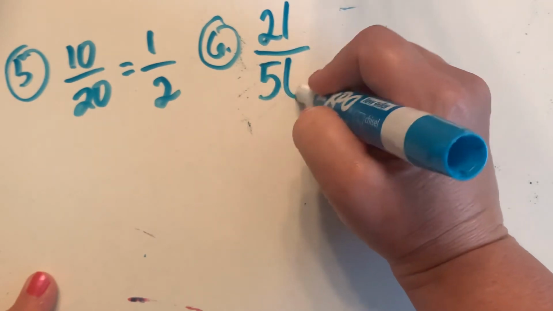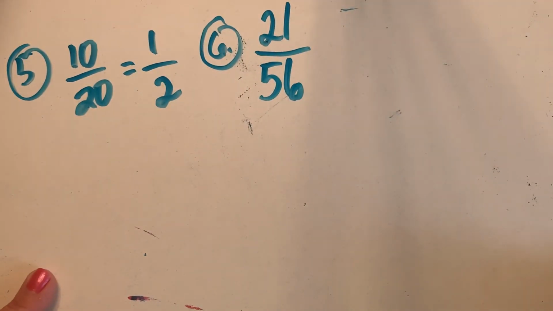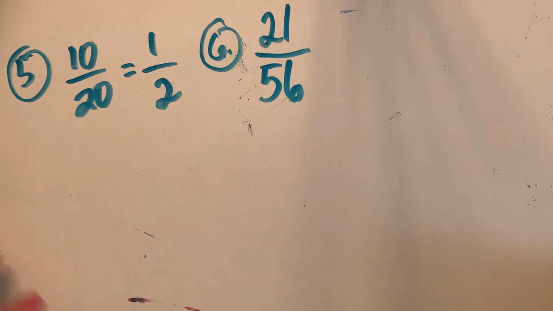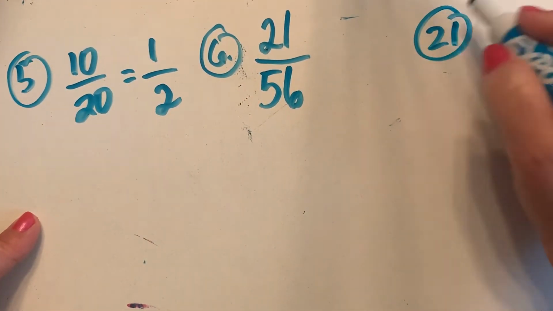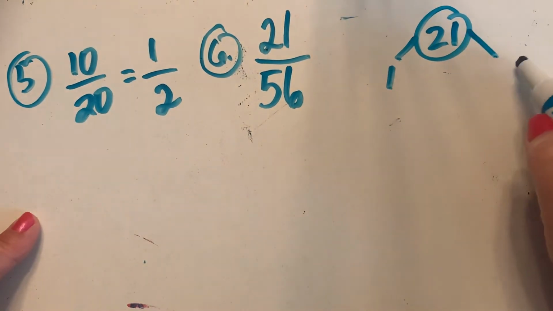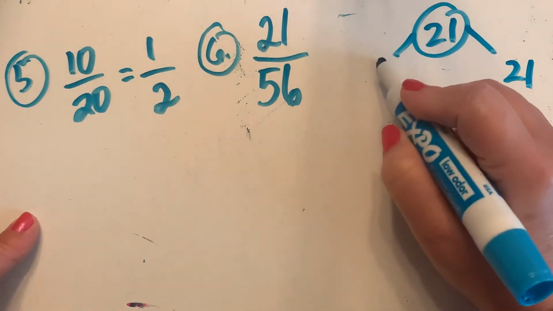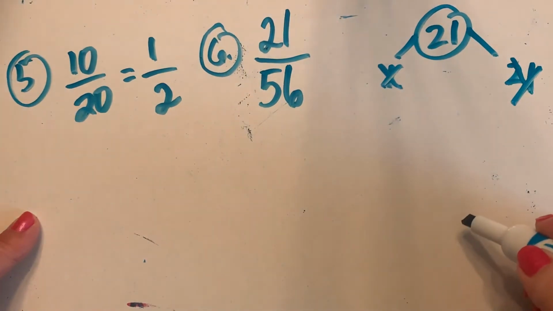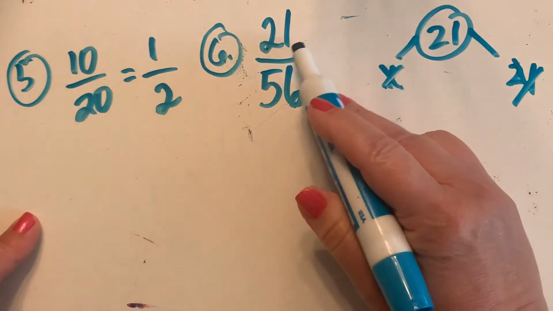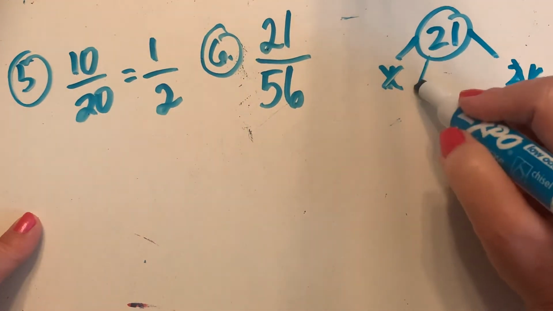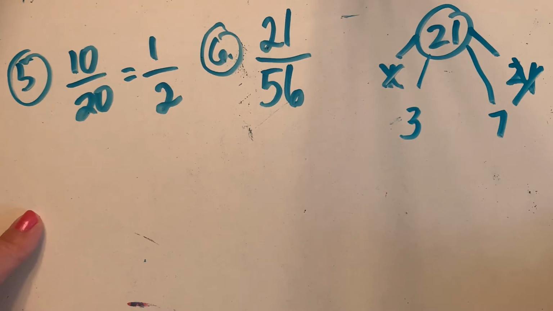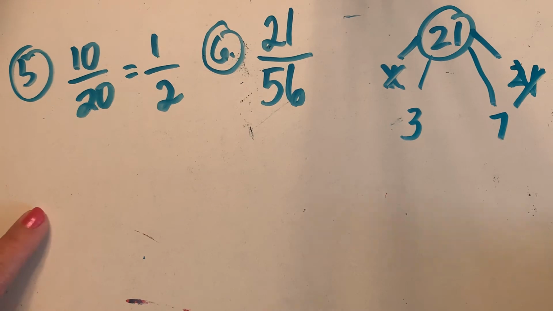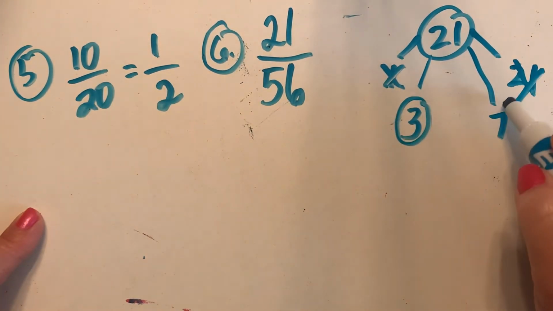21 over 56. Now, we know that 21 will not go into 56. All right, so let's look at 21. What goes into 21? We know that 1 times 21, we're not going to use either of these, so I'm going to mark these out. 2 can't go into 21 because it ends in an odd number. We know that 3 times 7 is 21. That's right. Is there anything else? Nope, nothing else that will go into 21. So we've got 3 and 7.